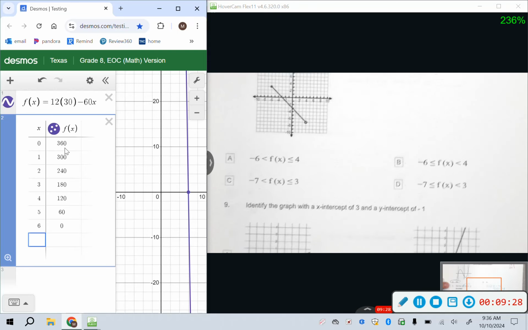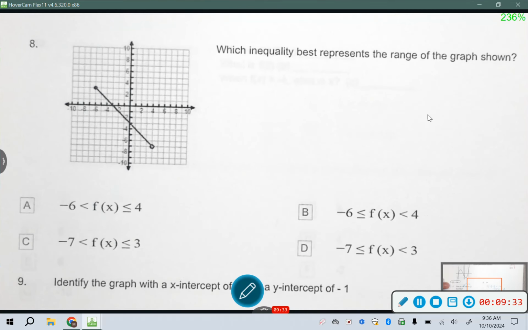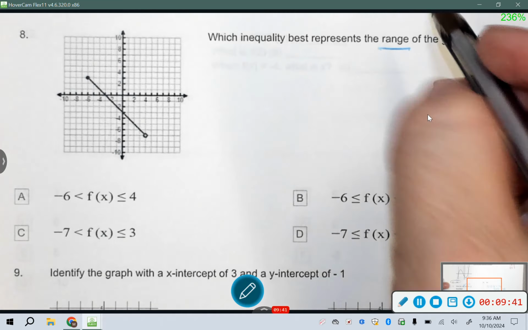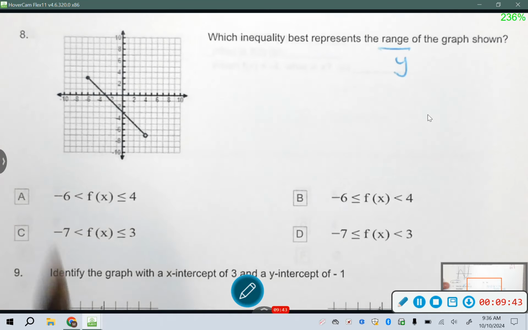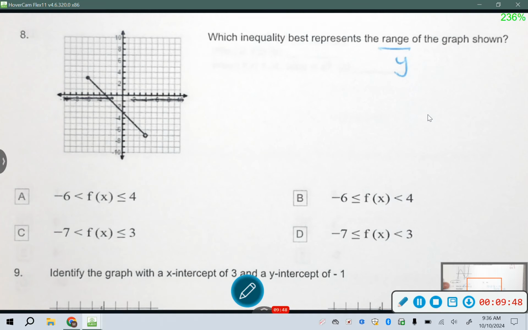Okay, look at number 8. Okay, so it says which inequality best represents the graph shown. Well, again, I'm finding my range. Okay, range is my y. So I'm going to cross off all my numbers on the x value, because I'm only looking at y values. We're not looking at those numbers.